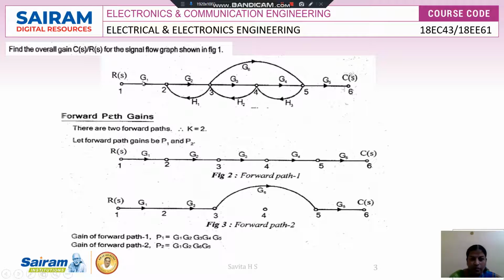So here the forward paths are G1, G2, G3, G4, G5. This is one forward path. One more is G1, G2, G6 and G5. This is the second forward path. We are having two forward paths, which means the k value is 2. So this is the first forward path and this is the second forward path, and the k value is 2.